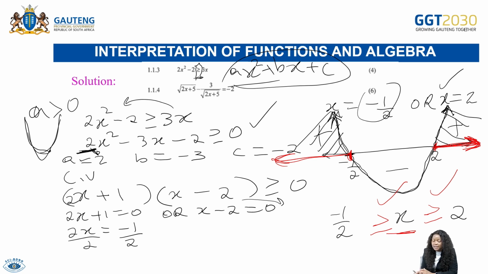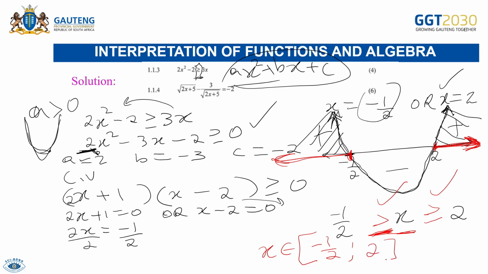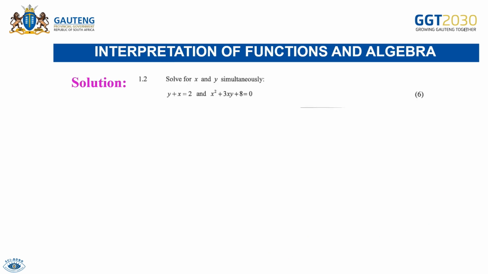You can either write it like this, or you can say x is an element of, and you put a square bracket because we said it is less than or equal to -1/2, so it's included. So you put a square bracket, and you say -1/2, then 2. x is greater than or equal to 2, so you put a square bracket again. So you can either use this method or that other method. Let's move to the second question.